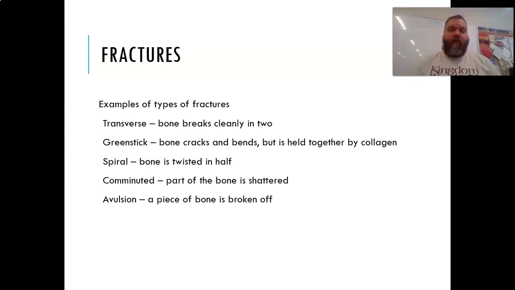Types of fractures. Transverse, that's when a bone just breaks clearly and true. Trans means across, it just breaks right straight across the bone. A greenstick, that's where the bone cracks and bends, but it's held together by collagen. A spiral, that's when the bone is twisted in half and breaks with a twist.